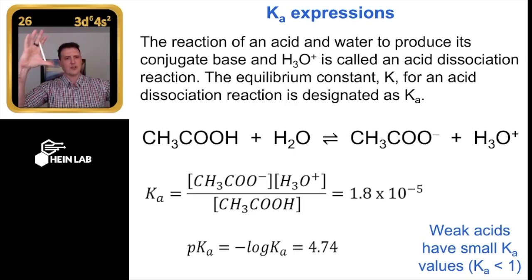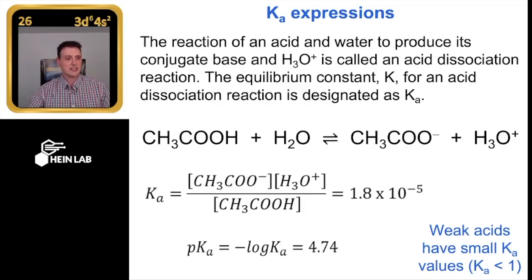That general thing we're going to abbreviate as A minus or HA, and that's going to allow us to generalize all the different calculations we're talking through. So the Ka expression that we have here is defined by this products over starting material. What we can do from that is if I have the Ka value, I can calculate what's called a pKa.